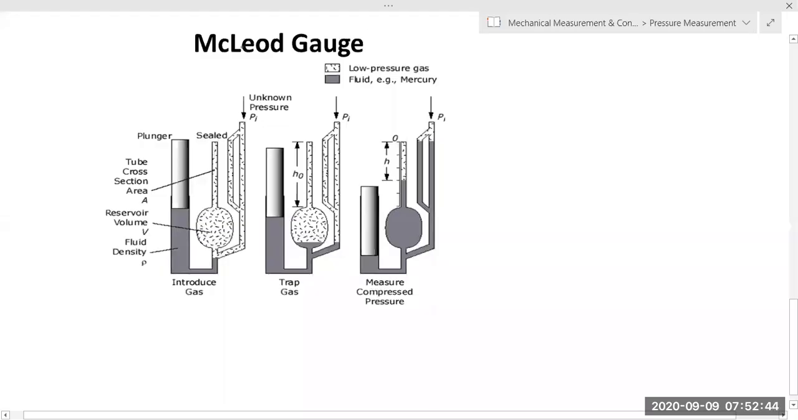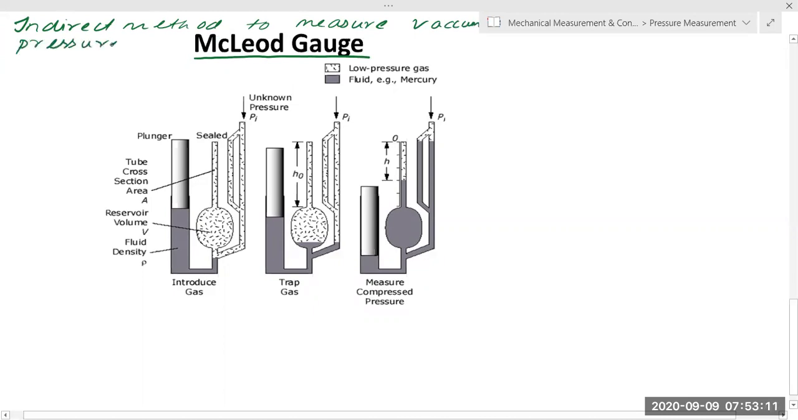So we are going to start with one of the types of vacuum gauges, an indirect method to measure vacuum pressure. If you remember, vacuum pressure is a pressure which is below the atmospheric pressure. So, one of the devices used to measure the vacuum pressure indirectly is called the McLeod gauge.